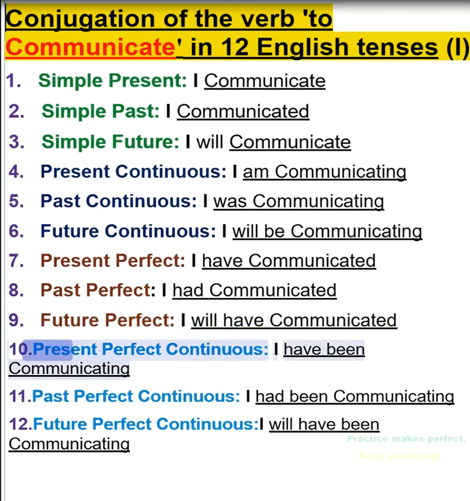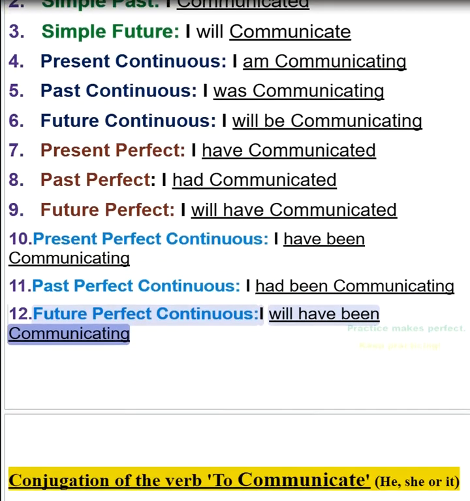10. Present perfect continuous, I have been communicating. 11. Past perfect continuous, I had been communicating. 12. Future perfect continuous, I will have been communicating.